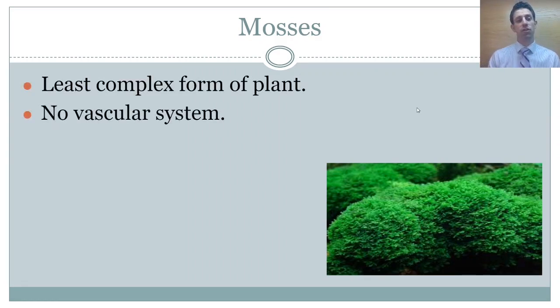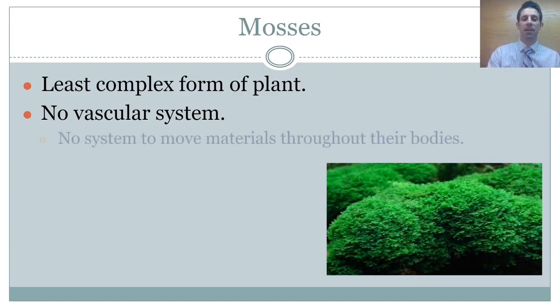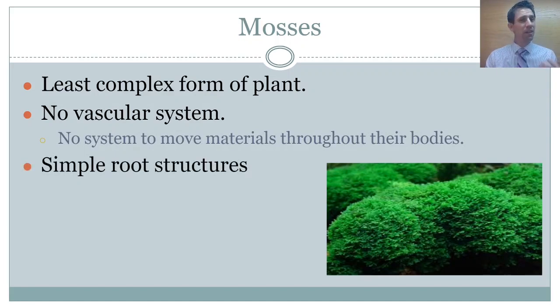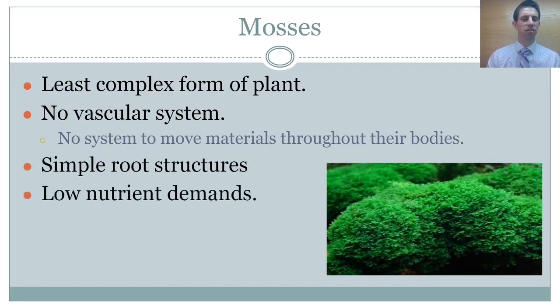They have no major vascular system at all, which means they are not good at moving things around inside them. A vascular system inside of you consists of your arteries and your veins and your capillaries, a system to move materials around. Many plants have that. Mosses lack that. And so because they don't have that system to move materials throughout their body, they're typically very small. They have simple root structures, and they don't need a whole lot in terms of nutrient requirements, which is why you'll find them growing in some unique places like on rocks or on the bark of a tree.